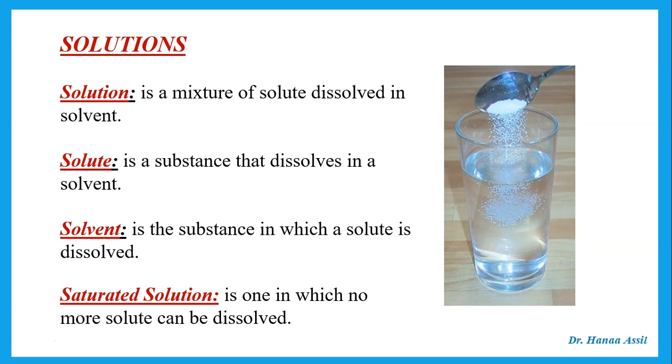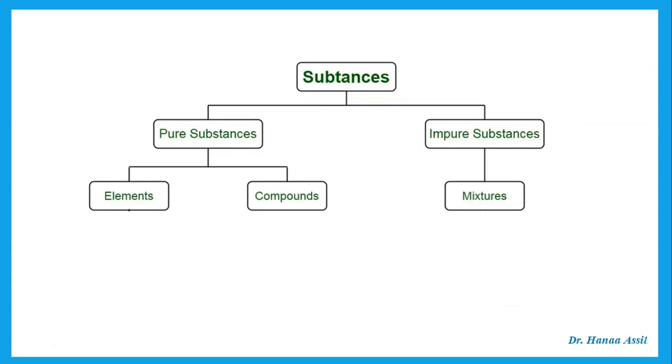And you should know that when we dissolve a substance in water, for example, we keep adding solid and stirring until no more can dissolve. In that case, we have made a saturated solution. So a saturated solution is one in which no more solute can be dissolved at a certain temperature. Remember that different temperatures will dissolve different amounts of solids.